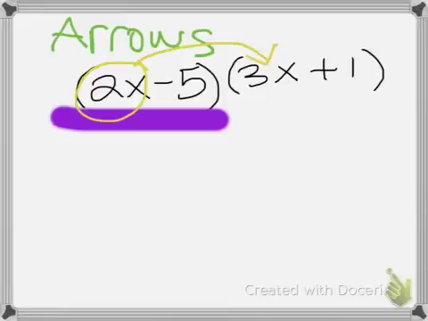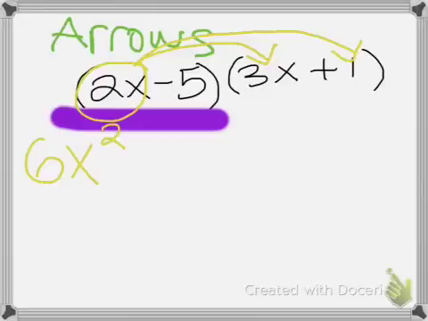So 2x times 3x, the 2 times 3 gives us 6x squared. 2 x's and 2 times 3 is 6. Then we're going to go to the next one. 2x times positive 1 gives us plus 2x. Now we're going to move over to the next number in the term.